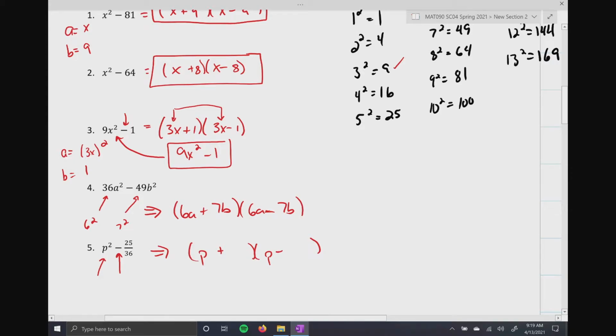Well, what number squared is 25? And what number squared is 36? 6. So it's going to be p plus 5 over 6 and p minus 5 over 6.